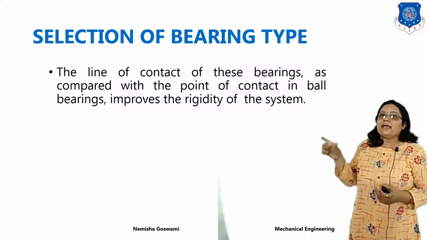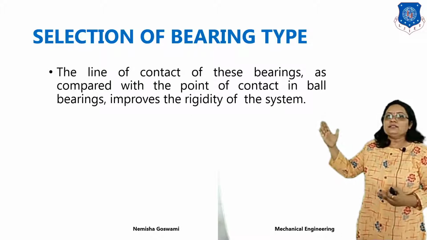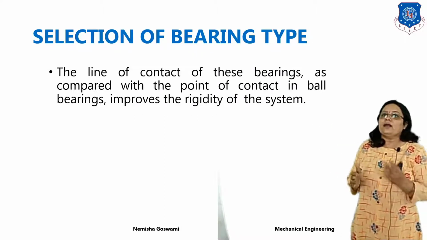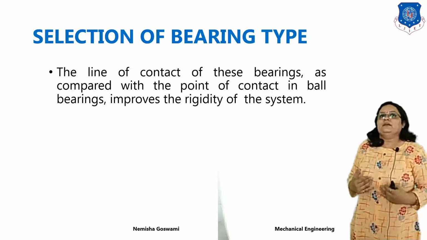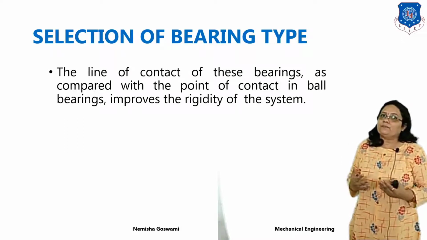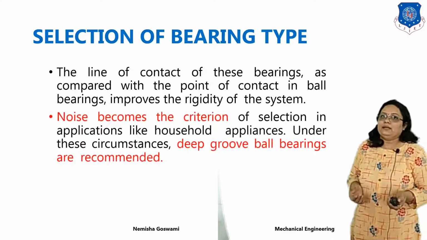So, these line contacts improve the rigidity of the system. Rigidity means it will not allow deflection. They are rigid in their place, so they are used for supporting purposes, and rigidity is also one of the most important criteria.